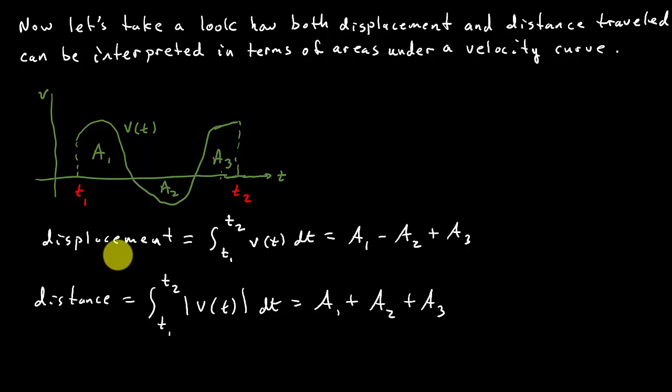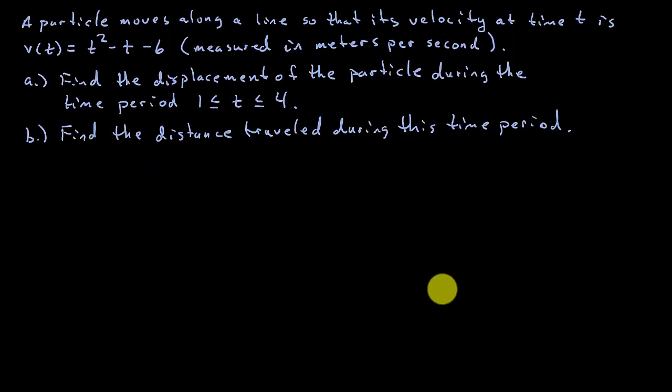So the displacement is the integral of the velocity from t1 to t2. So we're going to add the areas up. So we got A1 minus A2 plus A3. Okay, this area of A2, that would be subtracted off. It's underneath the curve. Okay, and then the distance is the integral of the absolute value of the velocity from t1 to t2. And we would add the areas up, A1 plus A2 plus A3. All right, so now let's come back here and look at this.